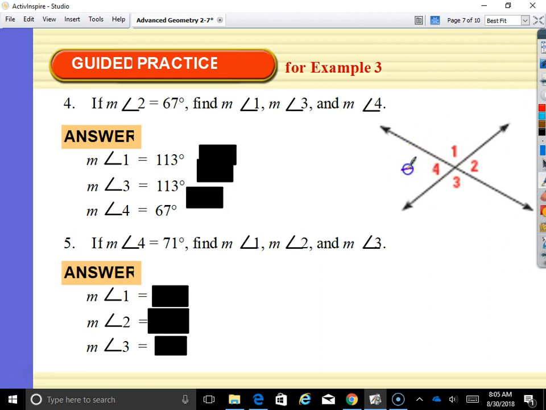Angle 4 is 71. What's angle 1? 109. Good. 2 is 71. 3 is 109. Good job.